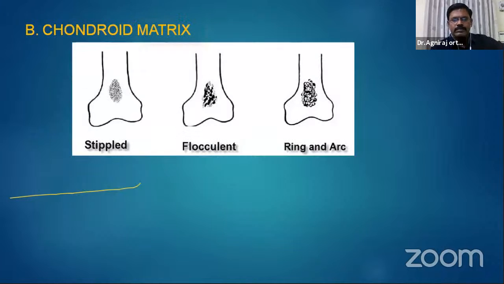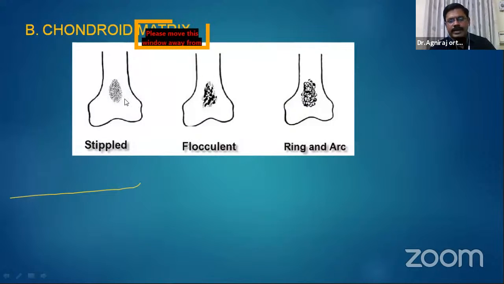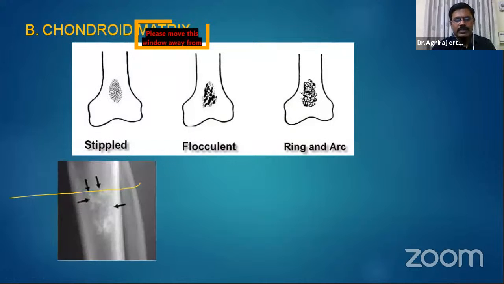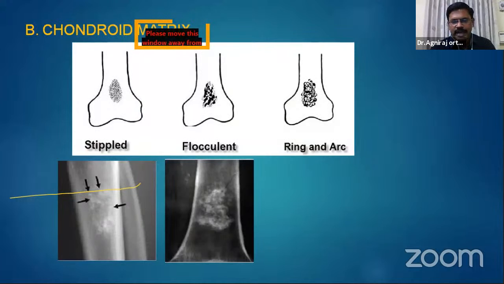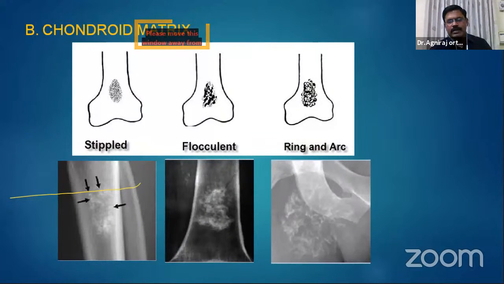Okay, so chondroid matrix, there are three types: stippled, flocculent, ring and arc. The rate of malignancy goes from benign to more malignant. It is going like that. So stippled, this is a case of enchondroma, stippled calcification, flocculent calcification, ring and arc calcification.